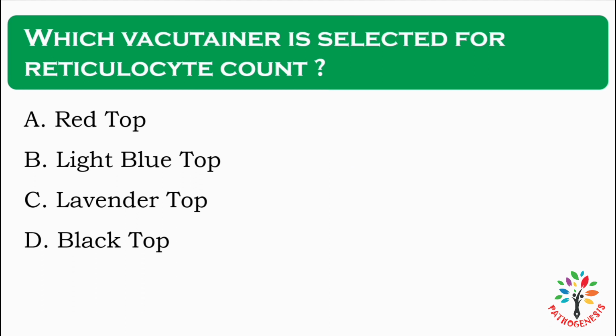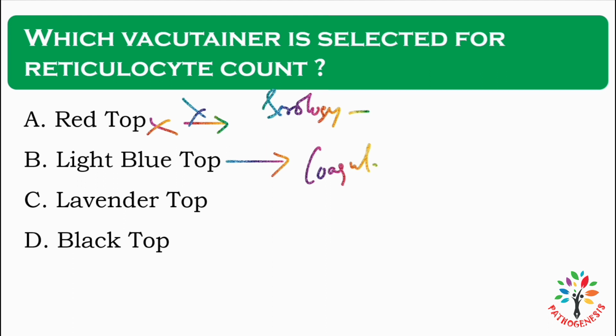For reticulocyte count, the red top vector cannot be used, because the red top vector we use for serology. For serum preparation, we use the red top vector, so it is not applicable. The light blue top vector is used for coagulation studies, like PT, APTT.